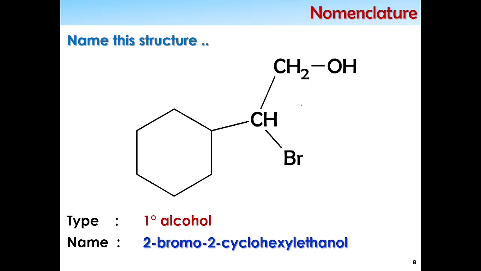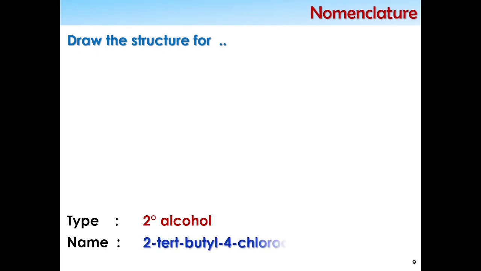Okay, sometimes for ethanol we don't write down the number 1. We don't write down number 1 here because for ethanol, you can only have alcohol at position number 1. You cannot have alcohol at position number 2. Okay, so we can choose this naming, 2-bromo-2-cyclohexyl ethanol. Okay, now what is given for you is the name. Okay, it is primary alcohol and secondary alcohol.